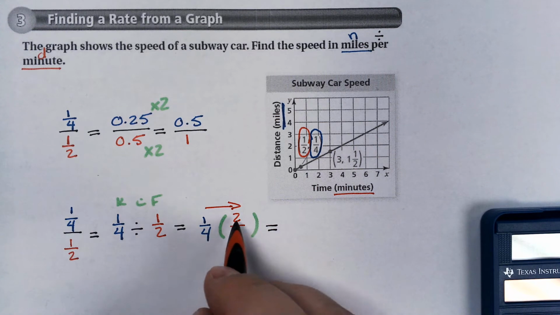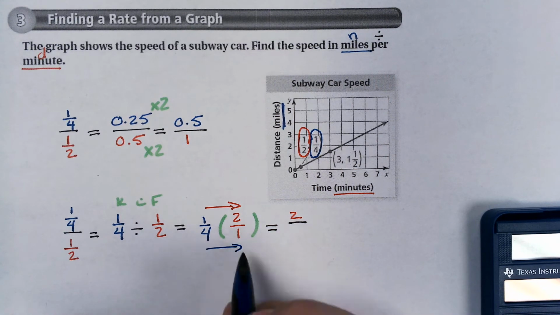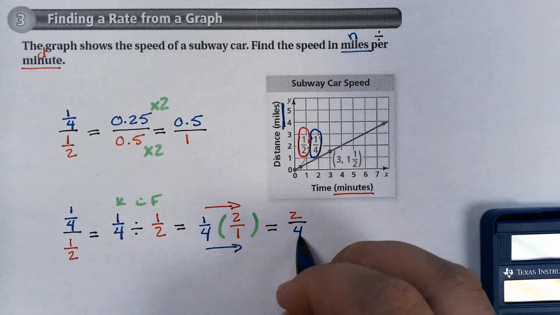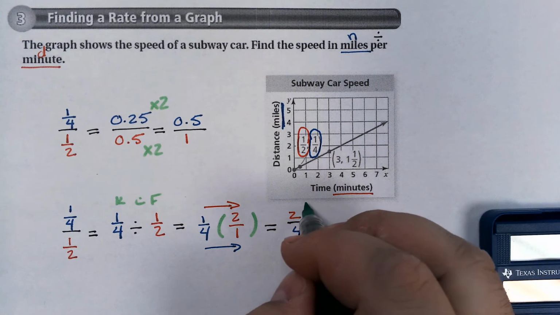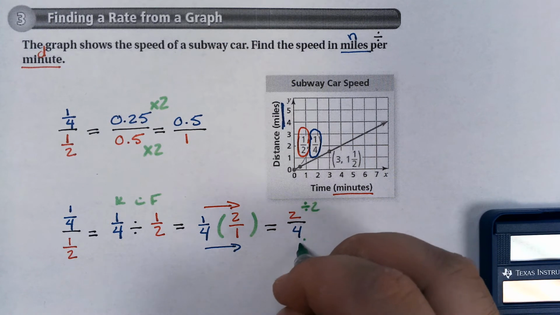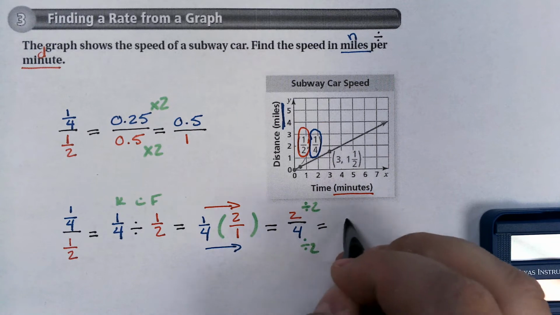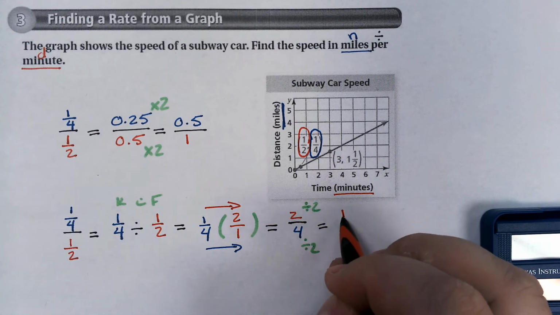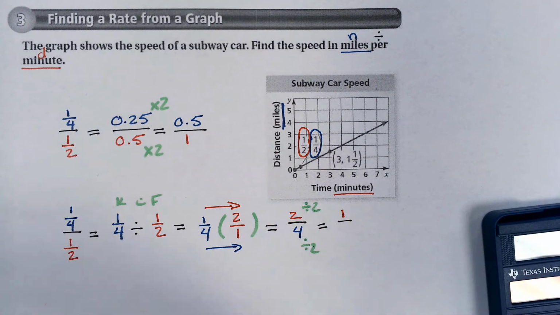So 1 times 2 is 2 over 4 times 1, because I'm multiplying across, 4 times 1 is 4. And then when I simplify that, I would need to take the common factor of 2 out of both of these. So that's going to be equal to 1 over 2. It's really fun color coordinating all this.